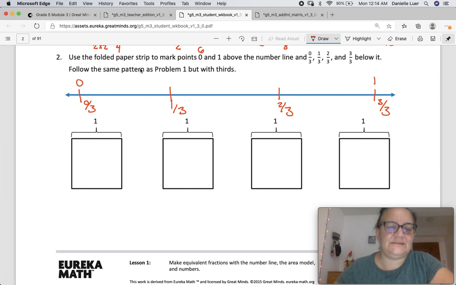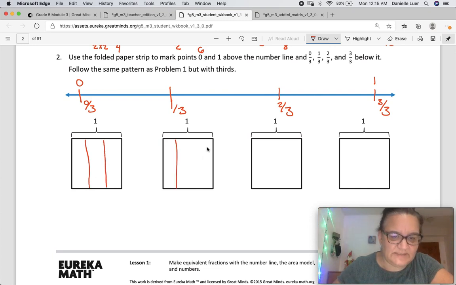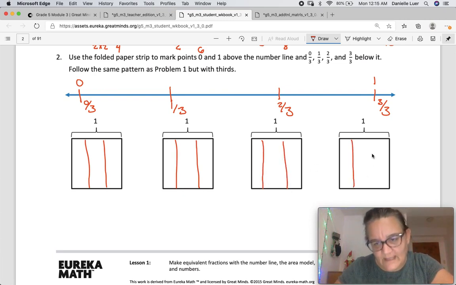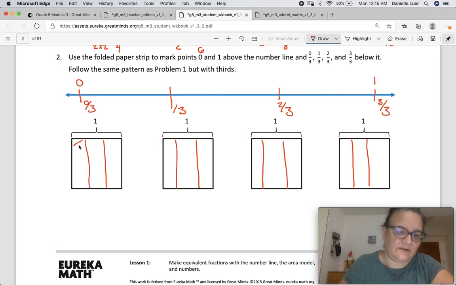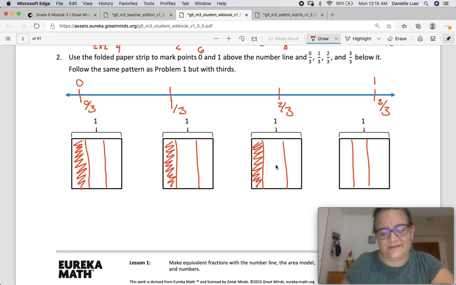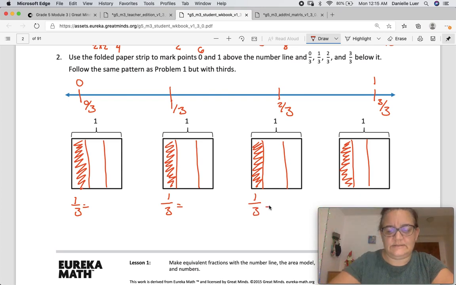Now below it, I'm going to do the same problem as number 1, but with thirds. Now I'm not just splitting it in half, I'm splitting it into thirds. Okay, I'm trying to be as equal as possible. Sorry if they're not perfect. There's 1/3. There's 1/3. 1/3, that one's kind of fat. Sorry. And 1/3. Okay, and down here I've got 1/3 equals, 1/3 equals, 1/3 equals, and 1/3 equals.